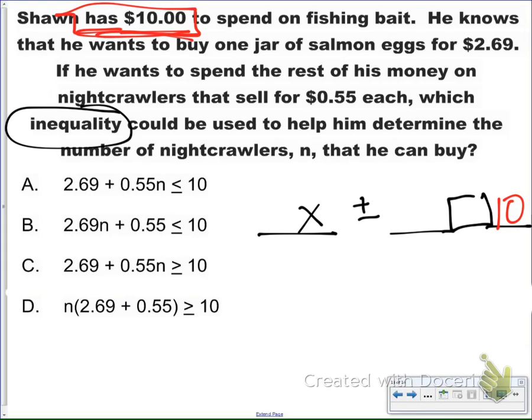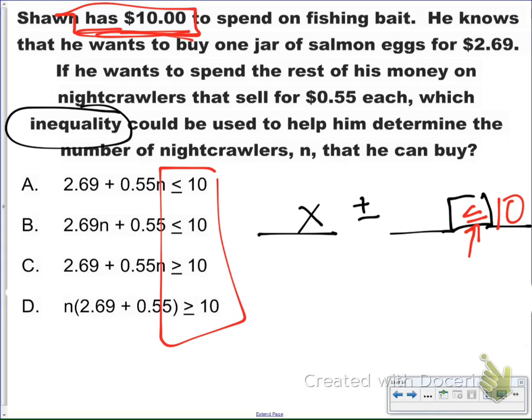Now, if he has $10, you have to start thinking, well, can he spend more than $10? No, he has to spend less than $10. Okay, he can spend all of that $10, so it can equal to, but everything he has to buy has to be less than or equal to the $10. So that's how I get my inequality.